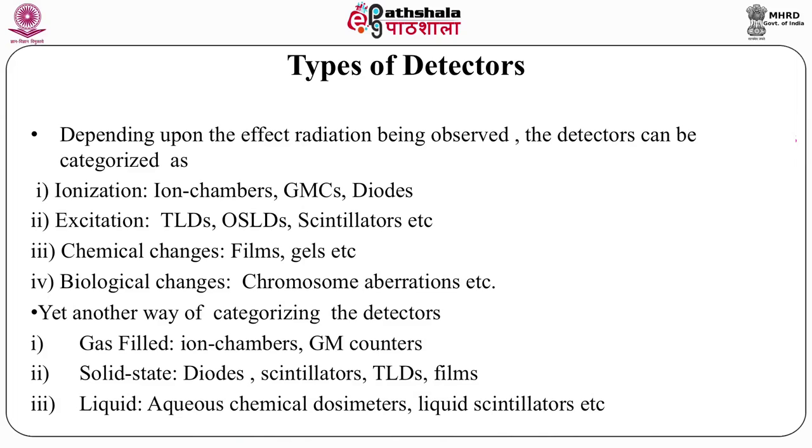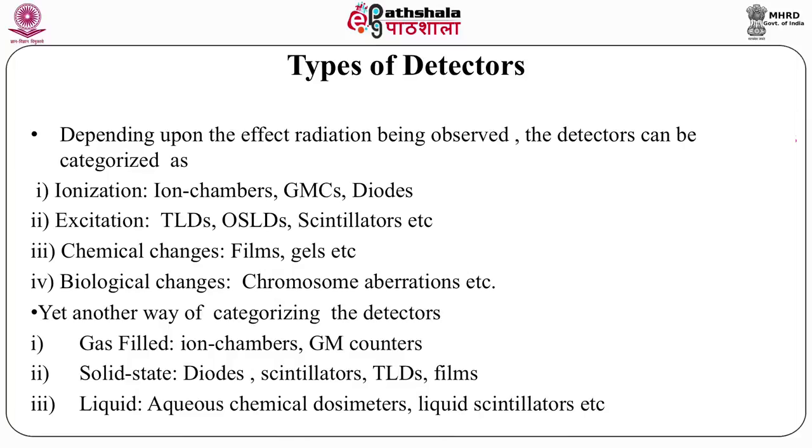Depending upon the effect of the radiation being observed, the detectors can be categorized as ionization-based detectors. The most popular among them are ion chambers, Geiger-Müller counters, and semiconductor diodes. Then there are detectors based on the excitation caused by radiation. The detectors based on these excitations are thermoluminescent detectors, commonly known as TLDs, optically stimulated detectors or OSLDs, and scintillator detectors. So this is the category based on the mechanism of excitation.